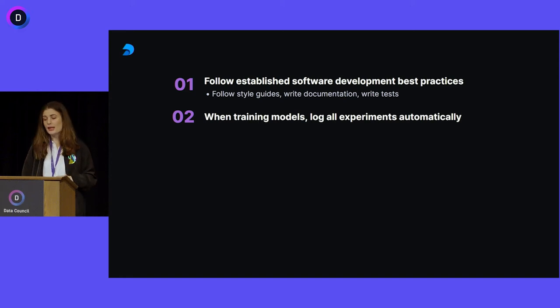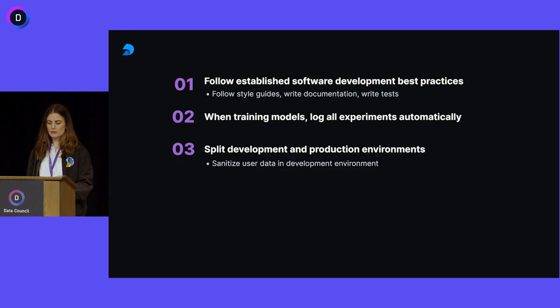Second, log experiments automatically. If you have to do this manually, you're not going to do it anyway. If you automate this practice of experiment logging, you have a much better view of the experimentation that has happened. It's much easier to share and create a shared context. Here you can use tools like Comet ML, Run AI, Weights and Biases.